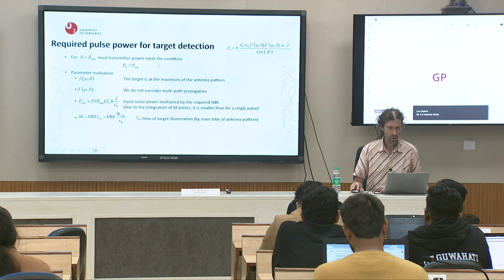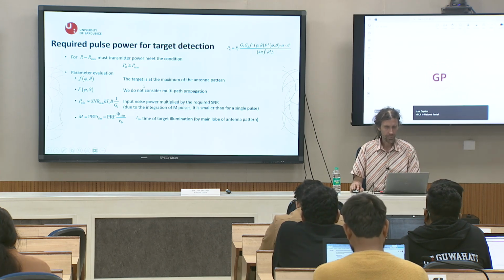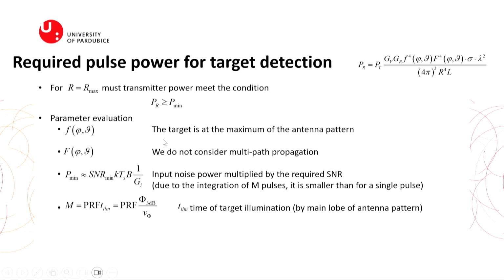From the definition of the example, the target is at the maximum of the antenna pattern, so the value of this will be 1. We can ignore it, it is 1. Multipath is not considered, so this is the influence of the antenna pattern, so it is 1. We don't consider that I will get reflection by side lobes. It is 1, only by main lobe. For simplification, I will see only you, not you.